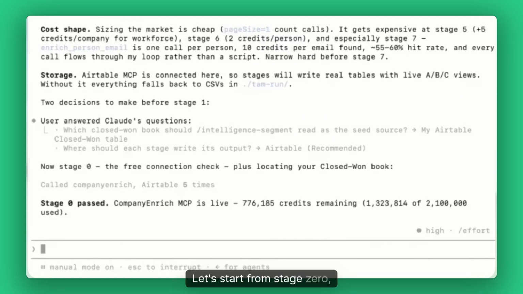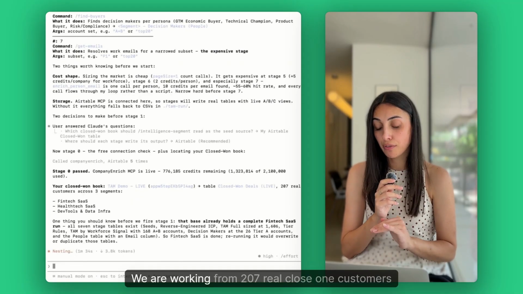Let's start from stage 0, connection check. The MCP is live and there is the credit balance. It shows you how many credits you have in CompanyEnrich. And watch that number through the video, because at the end I'm going to tell you exactly what this whole run cost.